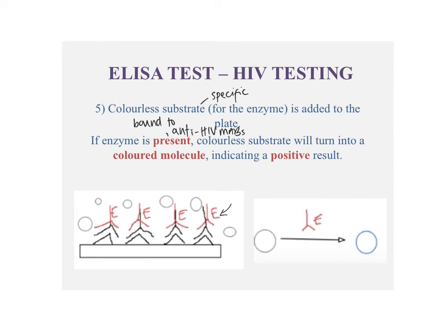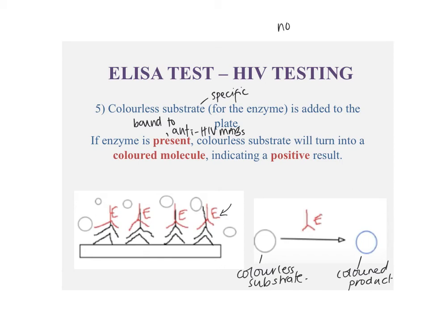then that enzyme is going to catalyse the formation of a coloured product from the colourless substrate. And this is what gives us our positive test.